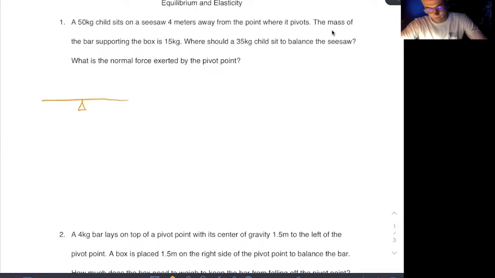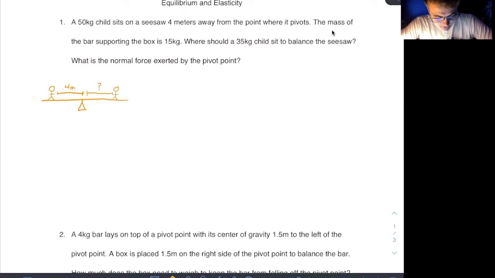Okay, so we got our seesaw. And on one side, let's say the left side, we have this 50 kilogram child, who is 4 meters away from the pivot point. Then we have another child that is 35 kilograms, and we don't know this distance yet. That's what we want to find, right? We want to find the distance the child is away from the pivot point so that we can have our system in equilibrium, so that the seesaw is balanced.